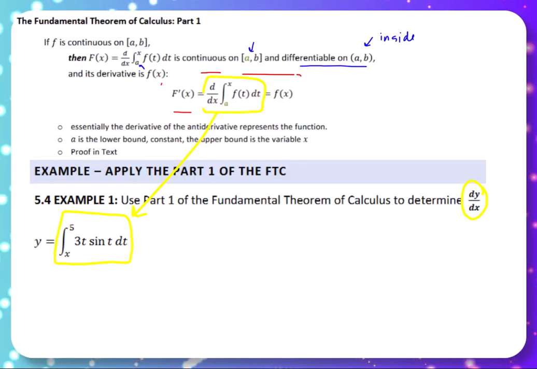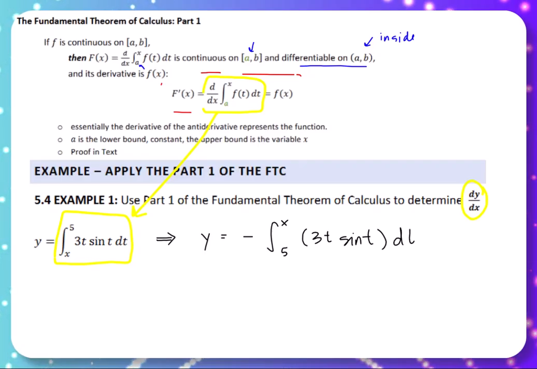Well, one thing to consider is if I reverse my bounds, I can then write that as y equals negative the integral from 5 to x. So I can negate the integral and I can get that constant down on the bottom. And then my integrand is 3t sine of t dt. I also need that d dx notation. I need it right here.